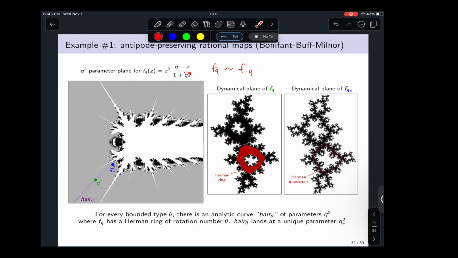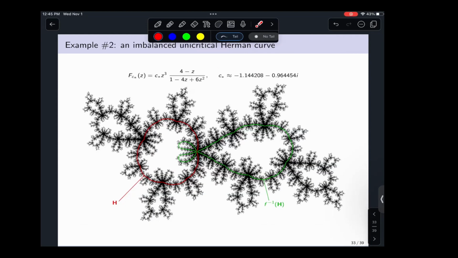So that's one example. And another one that I have is similar to the cubic rational map that I drew earlier in the beginning, but now I can say for sure that there exist Herman curves that are non-trivial, and in fact, this is an example of an imbalanced one, where now I select D naught to be 3, and then infinity, I'm going to make it 2 to 1. And this is unicritical in the sense that there exists only one critical point on the Herman quasicircle.